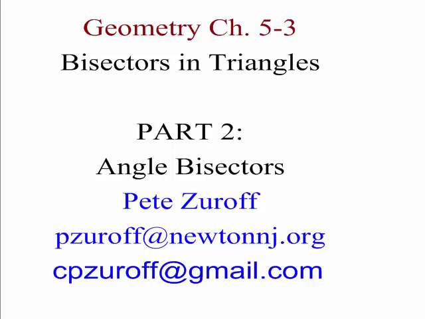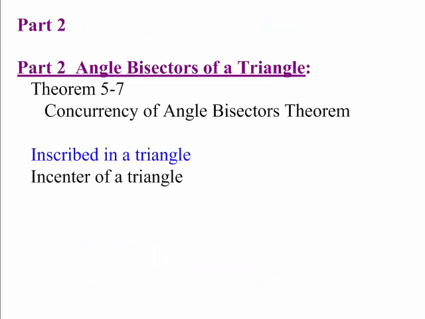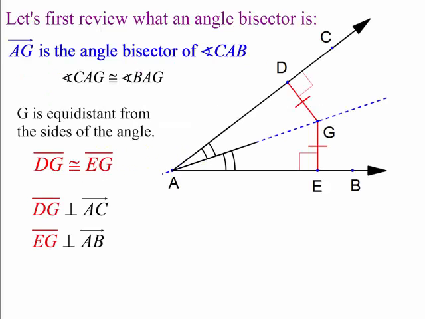Well, this is Geometry Chapter 5.3. This is the second part of bisectors and triangles. We're going to focus on angle bisectors. We're covering these topics. First thing we need to do is to review what an angle bisector is.